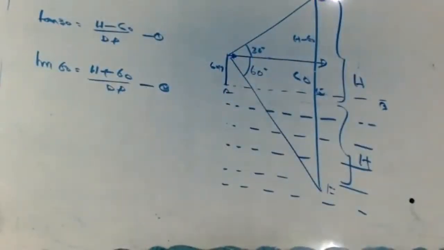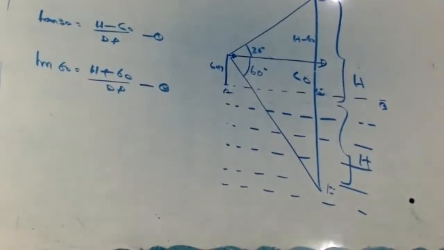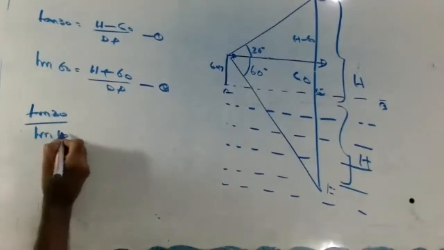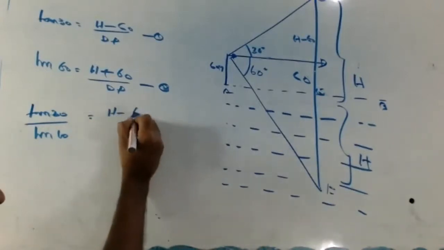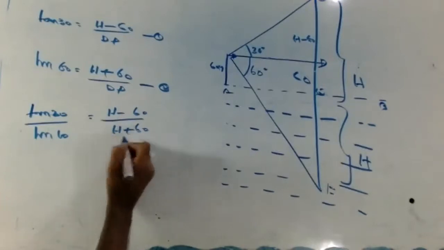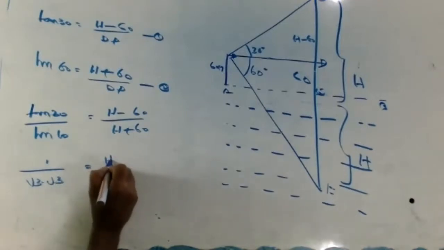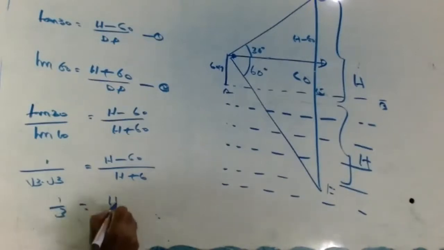What to do? We have to remove dp. Ronit or Roshan? We don't want dp in the answer, we want h only. What will we do? Divide: tan 30 divided by tan 60, which is h minus 60 divided by h plus 60. So tan 30 is 1 by root 3, tan 60 is root 3, equal to h minus 60 divided by h plus 60. So 1 by 3 equals h minus 60 divided by h plus 60.